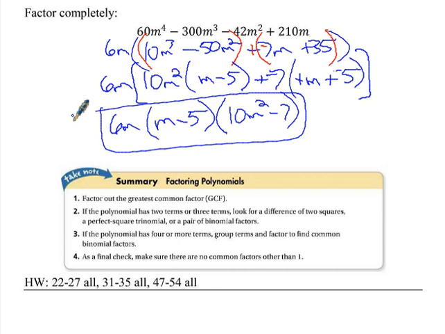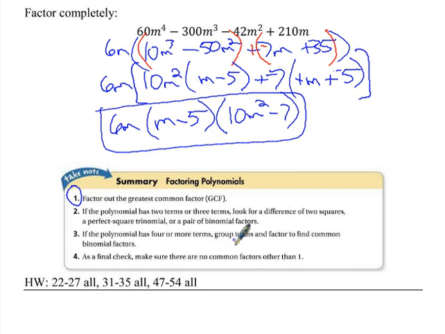Chapter summary, factor out the greatest common factor. That's always step 1. Look, even the book says it. Step 1, factor out the GCF. Then, if the polynomial has 2 terms or 3 terms, look for a difference of squares. That's what we learned yesterday. Perfect square trinomial, what we learned yesterday. Or a pair of binomial factors. That's going to be the box method.